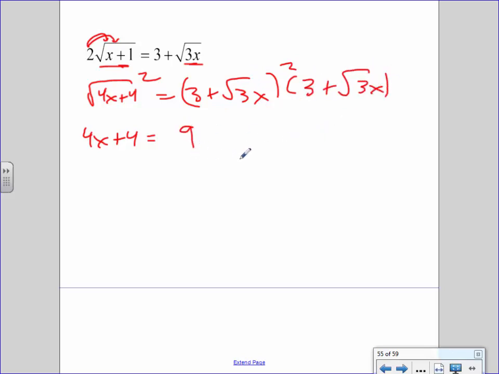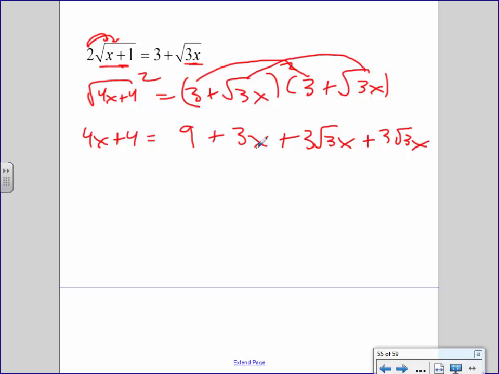One of the terms will be 9. One of the terms will be 3x. But the other 2 terms will have square roots. You'll have a 3 root 3x, and you'll have a different 3 root 3x. Can you guys follow that? So one more time in case you missed it. 3 times 3 gives you 9. Root 3 times root 3 gives you this guy right here.